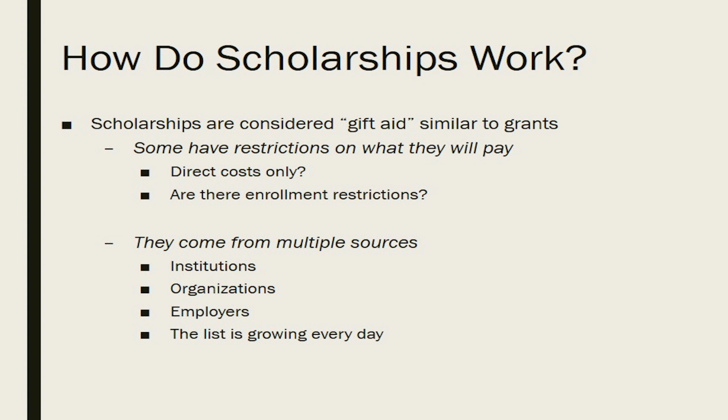And they can come from multiple sources: institutions, organizations, employers, and that list grows all the time. And where you can find them, a lot of times you want to check your institution first because they probably have the most scholarships available. I would go onto the website and just search on their search bar for scholarships, and that should take you to the scholarship page and access to their application. A lot of times they will have some kind of a deadline, so it's important to know what those deadlines are.